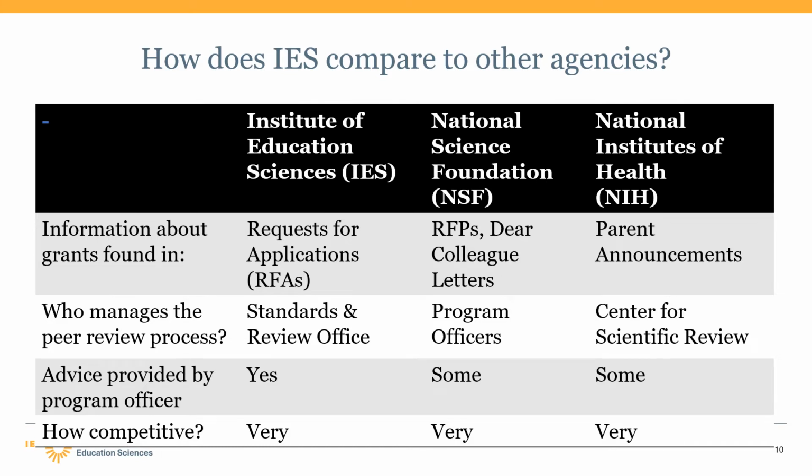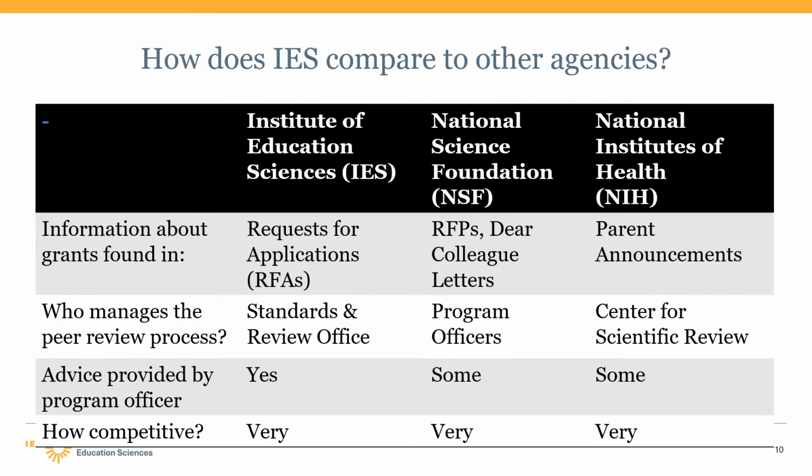How does IES compare to other agencies? Similar to other federal funding agencies, IES supports rigorous research at all stages, including basic research, iterative research to inform research and development of new interventions or refine existing interventions, pilot studies, and larger rigorous studies to determine efficacy or effectiveness of interventions. This chart lists the three major federal funders of education research: IES, the National Science Foundation, and the National Institutes of Health.